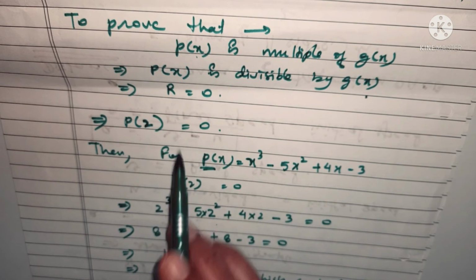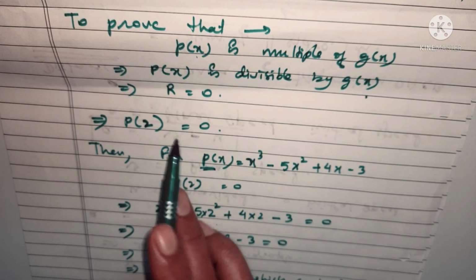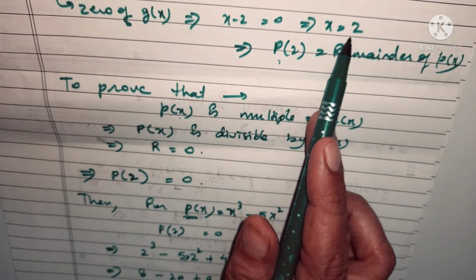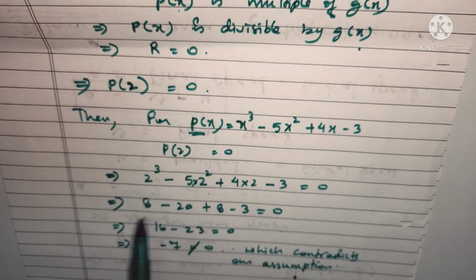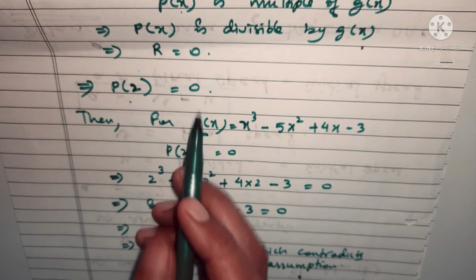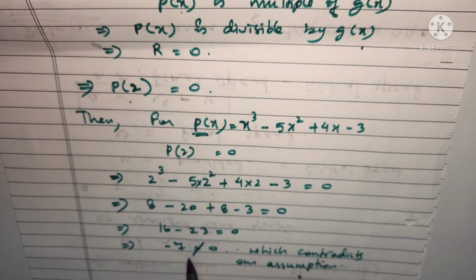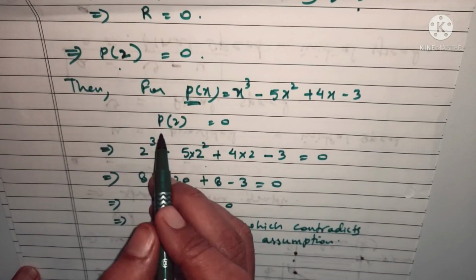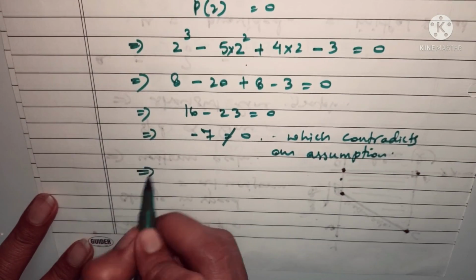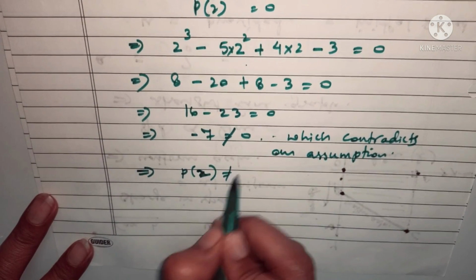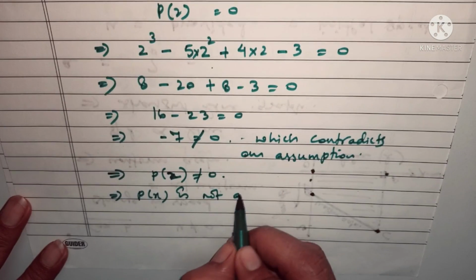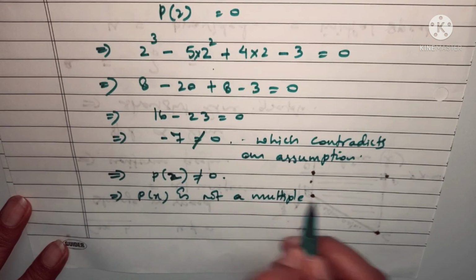Okay, now if r is 0, in that case p(2), because of this g(x), you will get g(x) as what? p(2) is giving you x equal to 2. So by that you will see that after finding p(2) equal to 0, when you are solving it out, you can see that minus 7 is not at all equal to 0, and that means minus 7 is not giving you 0. It means that p(2) is not equal to 0. It shows that p(x) is not a multiple of g(x).